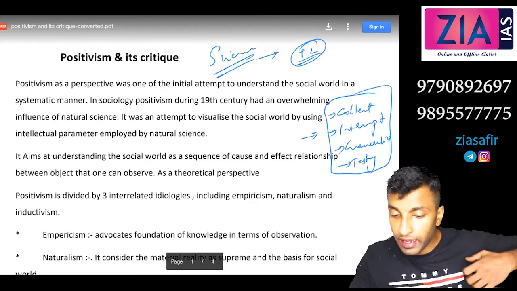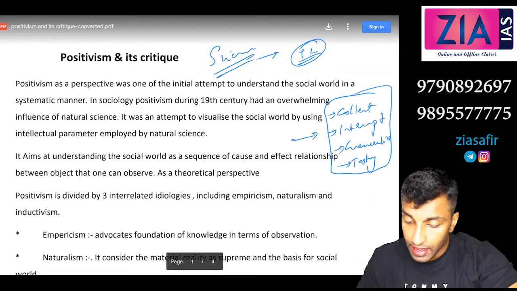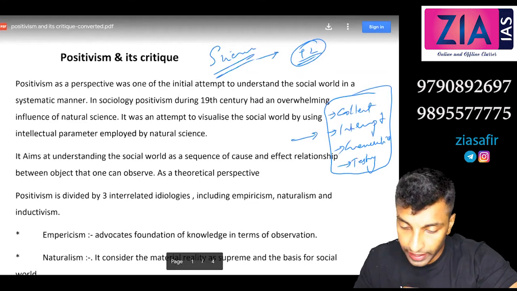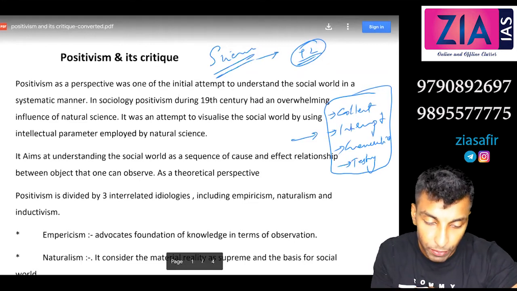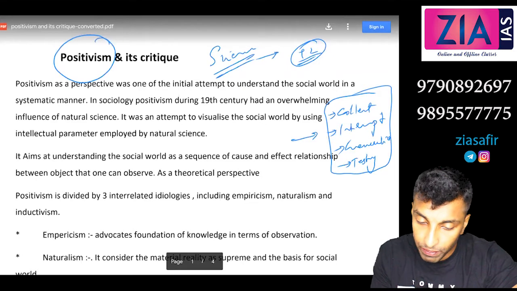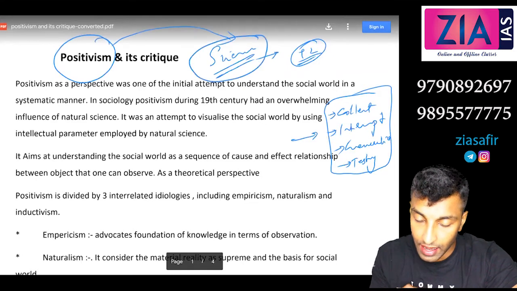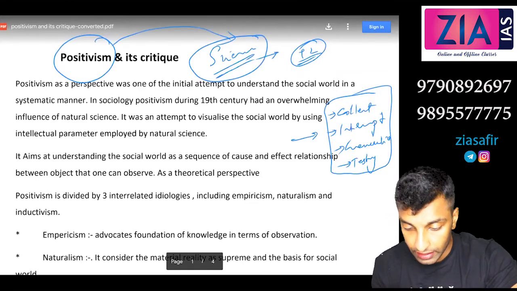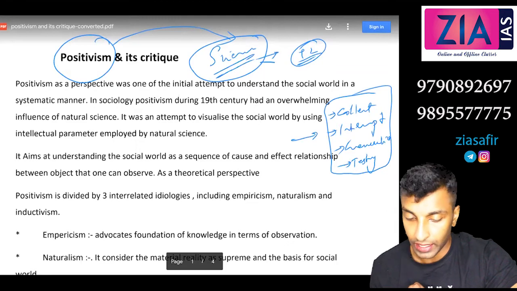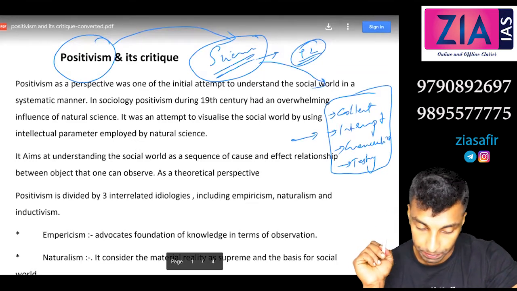This is normally followed in natural science, and initial sociologists followed inductivism, because initial sociologists were positivist. Positivists believe in science. They want to make sociology similar to science, so they followed this inductive approach. That's what we are talking about, inductivism.